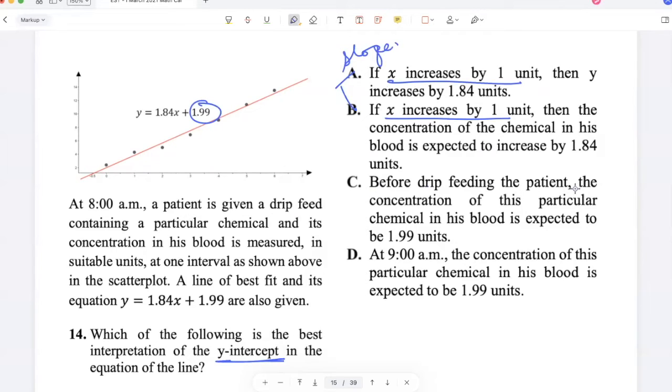Before drip feeding the patient, the concentration of this particular chemical is expected to be right. So that is correct. Before I start the experiment, when x is 0, then my y-intercept is the concentration of chemical. So that's 1.99. At 9 a.m., the concentration of this particular chemical in his blood. No, that's not correct, because this should be 8 a.m., right? Because at 8 a.m. is when I'm starting, not 9 a.m. So C.